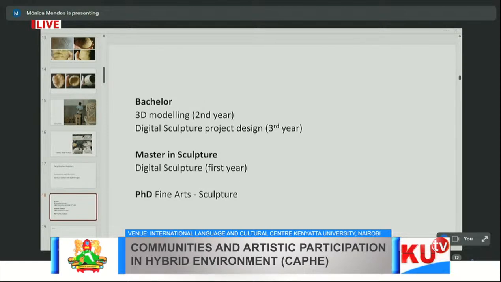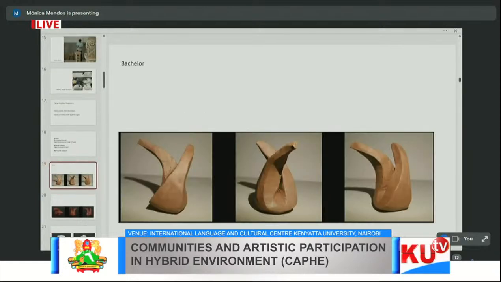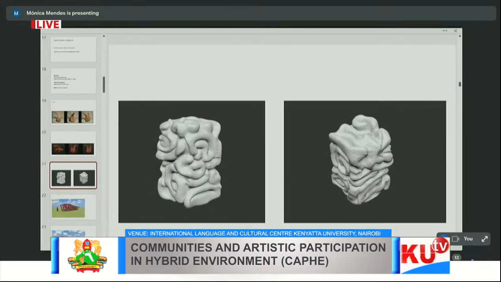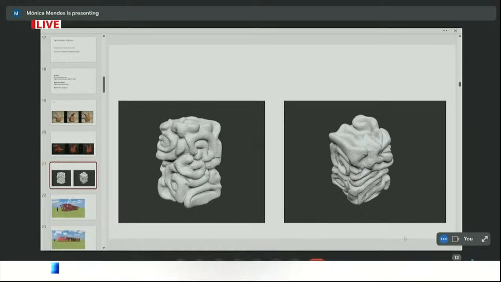So let's start. This is one of the first exercises that they have to do. This is modeled in clay, and then they have to transport this to digital media. So this is the same object, but sculpted in a direct software. Here we have other examples. In the beginning this was a cube, and so they have to use different tools to make the model, to make an organic modeling shape.